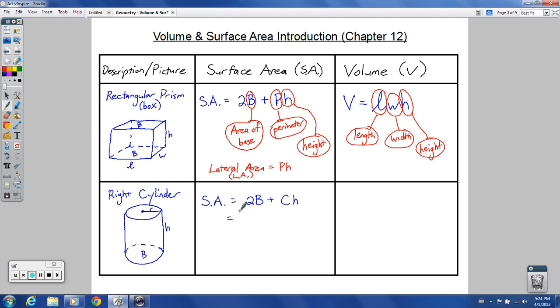Now the way you're going to see it in the book, and the way I think is better to think of it as, is 2 pi r squared. B is the same as pi r squared. and your circumference is 2 pi r. That's what circumference is. That's a formula we should know from before this lesson, and we've got that right here. So this right here, the 2 pi r, this is your base, the area of the base.